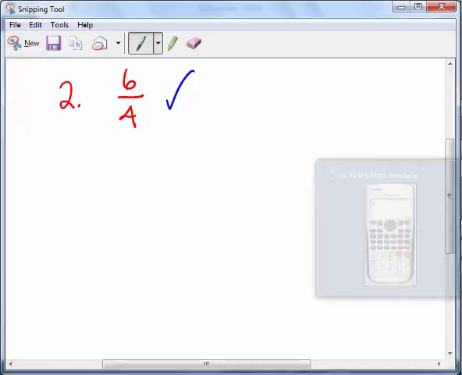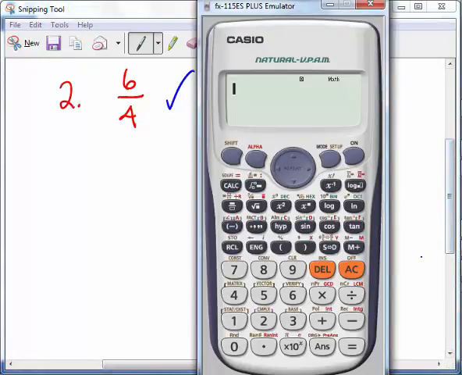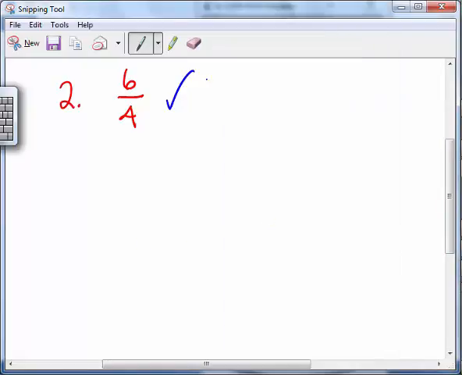6/4. I'm going to put that onto my calculator, 6 fraction 4, just to show you that indeed it is 3/2, which I suppose you would have known. Divide top and bottom by 2, and then you would have had your right answer.